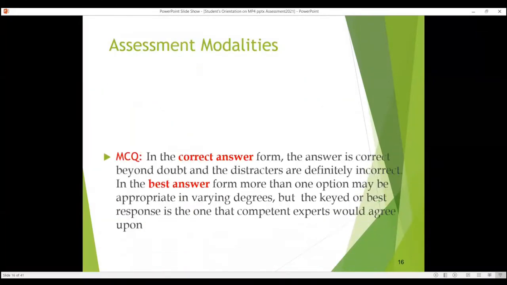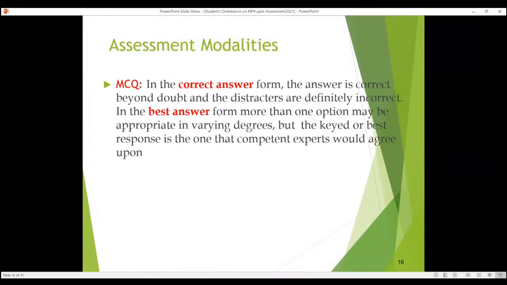Now, assessment, you can see MCQ. You have done so many MCQs. So there are two types of MCQ. I will try to explain it. There is correct answer type MCQ and there is best answer type MCQ. When I say correct answer type MCQ, multiple choice question, out of four or five options, one answer is correct beyond doubt.